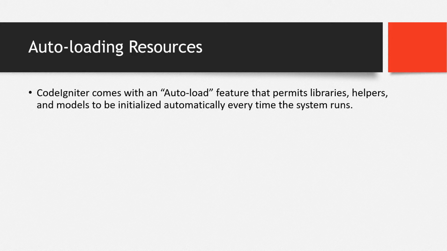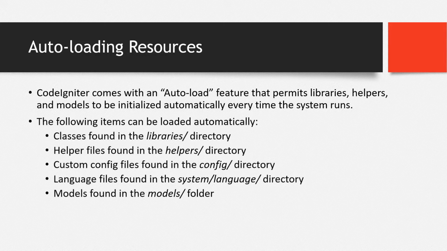Okay, so auto-loading resources. CodeIgniter comes with an auto-load feature that permits libraries, helpers, and models to be initialized automatically every time the system runs. The following items can be loaded automatically. First is classes found in the libraries directory. Then we have helper files found in the helpers directory. Then we have the custom config files found in the config directory. Then language files found in the system language directory. Then the models found in the models folder or directory. Okay?